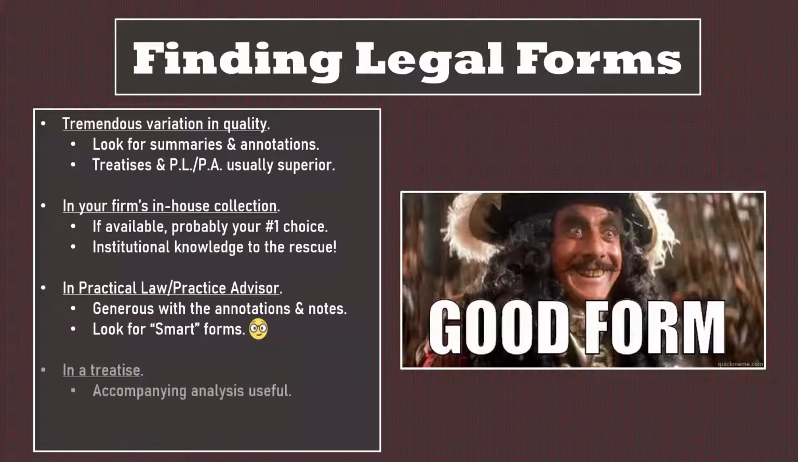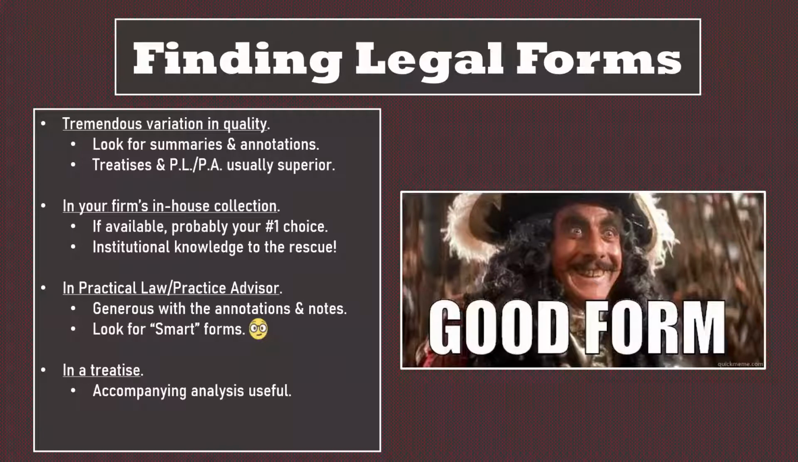Now, the next place you're going to want to look for a legal form is going to be a treatise. Now, your more practical treatises are usually going to have some collection of associated forms. You'll usually either find them at the end of each chapter or section, a bunch of forms relating to the content of that chapter or section, or else maybe you'll find all of the treatise's forms in their own appendix.